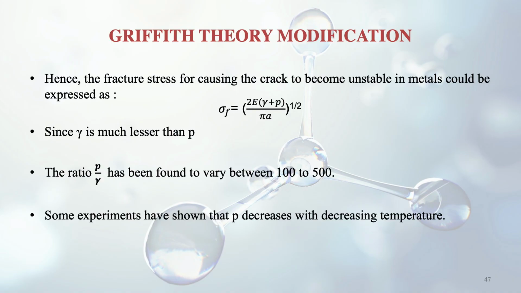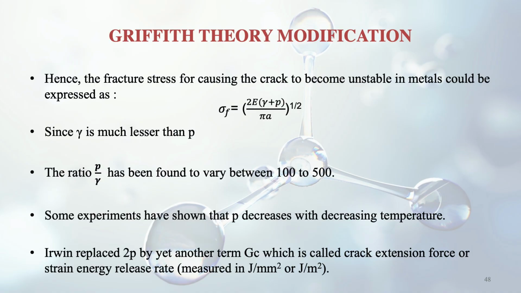And some experiments have shown that P decreases with decreasing temperature. So as soon as we decrease the temperature, P decreases. It is quite obvious also that with decreasing temperature, brittleness comes in. So plasticity decreases, and this plasticity representing term P will also decrease.